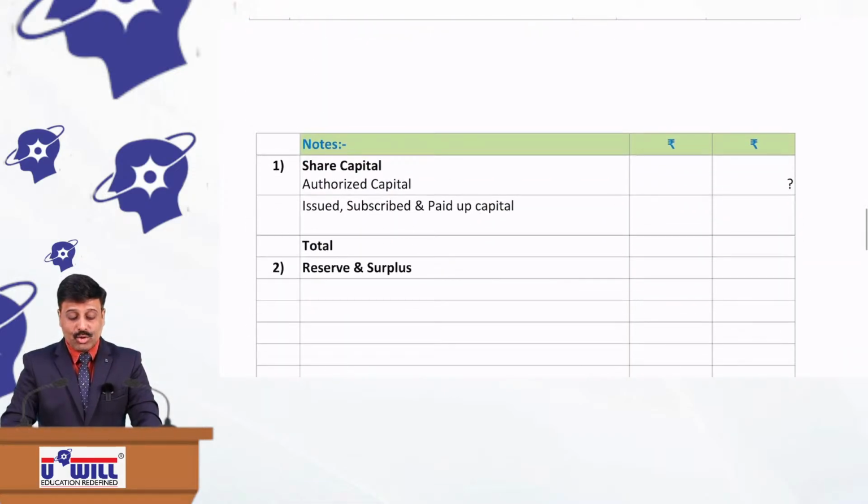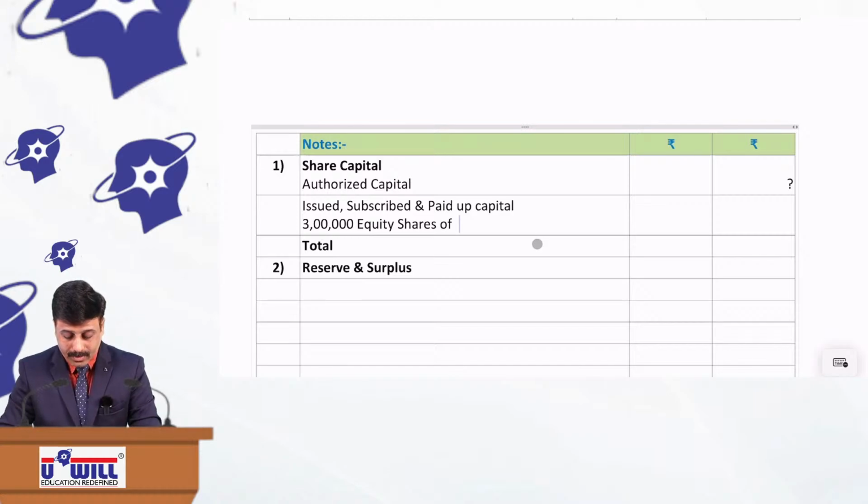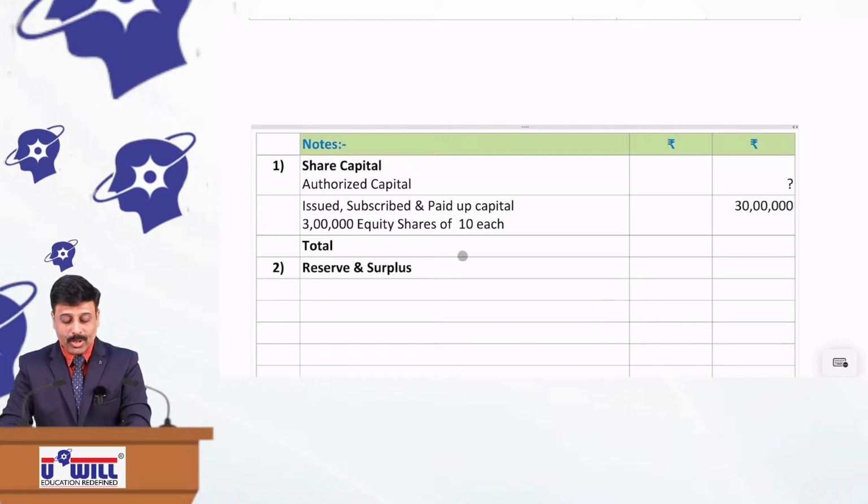What is issued, subscribed and paid up capital? 3 lakh equity shares of rupees 10 each. So that will be equal to 30 lakhs. Okay, total also 30 lakhs.